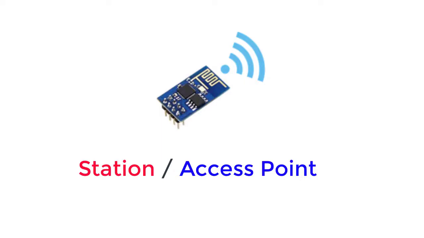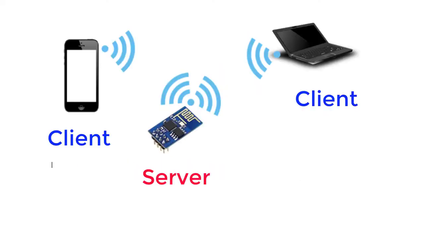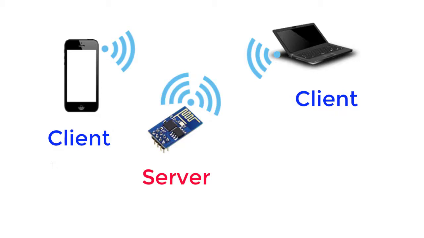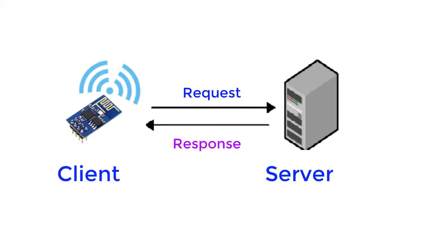ESP8266 may be used as a station or as an access point. While ESP8266 is a station exchanging data with another device, it may act as a server or client. While ESP is a server, the other device with which ESP exchanges data will act as a client. And while ESP8266 is a client, one server needs to be there to exchange data.